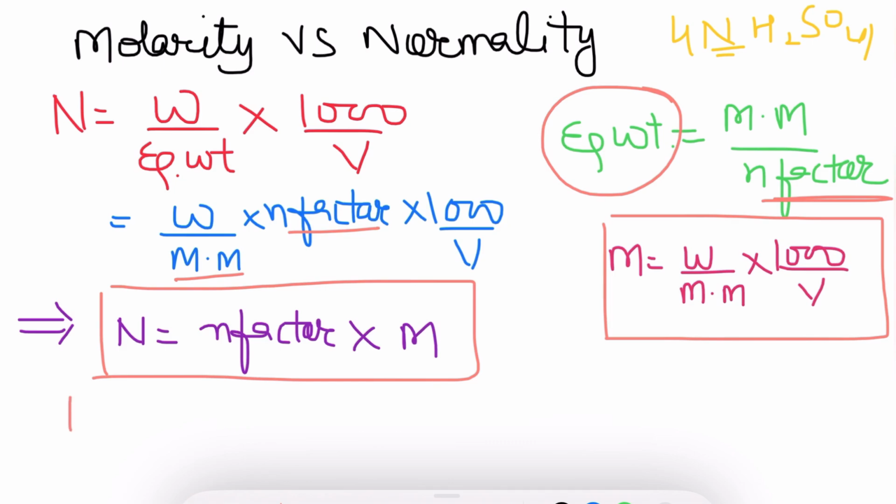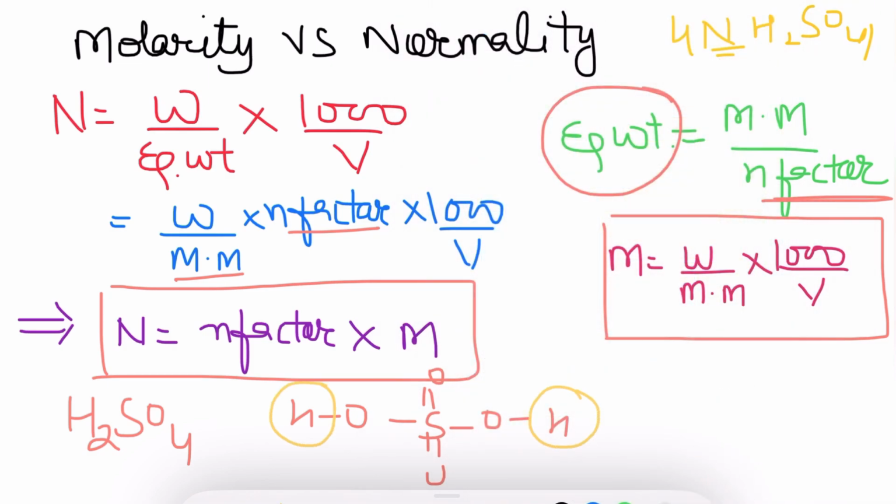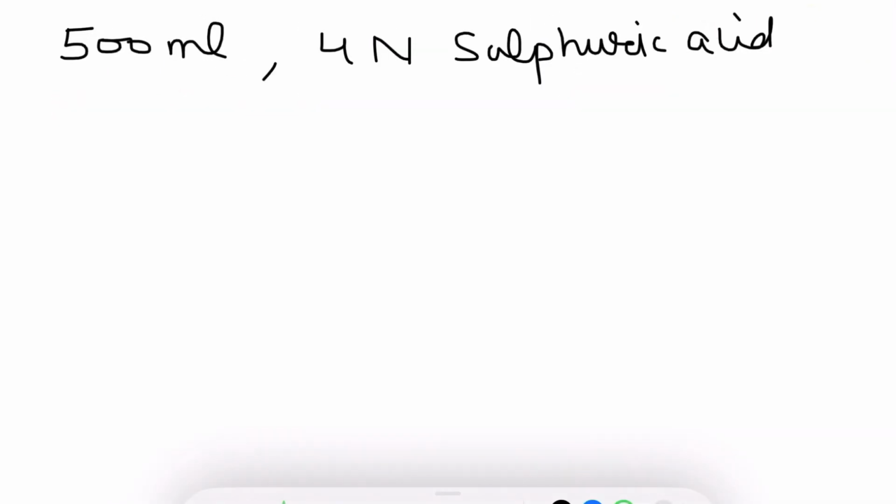So we have sulfuric acid here. Sulfuric acid has two ionizable hydrogens. If you check the structure of sulfuric acid, it has two OH groups. So it has two ionizable hydrogens, H plus. So n factor for sulfuric acid is 2. So in this case, normality becomes equal to 2 times molarity. So we have to prepare 500 ml of 4N sulfuric acid.